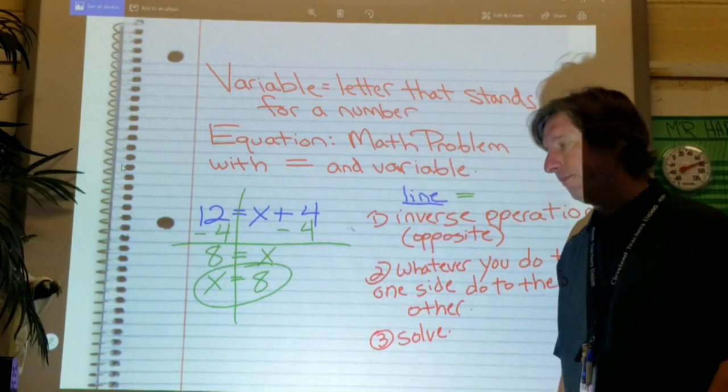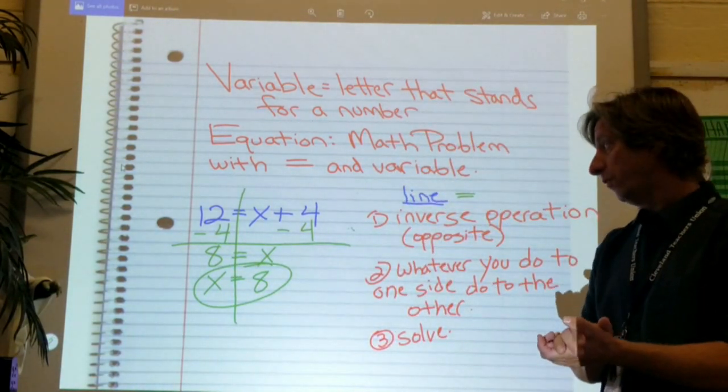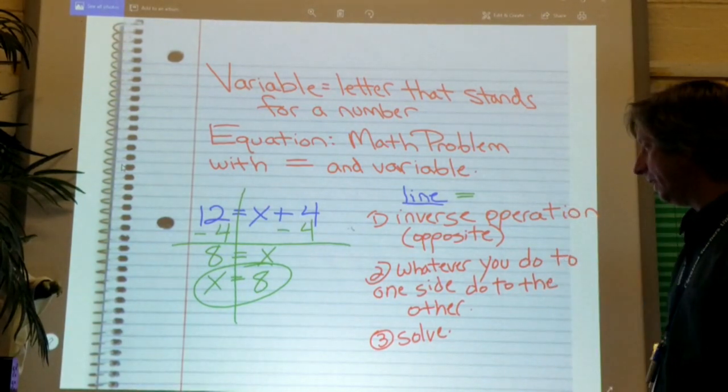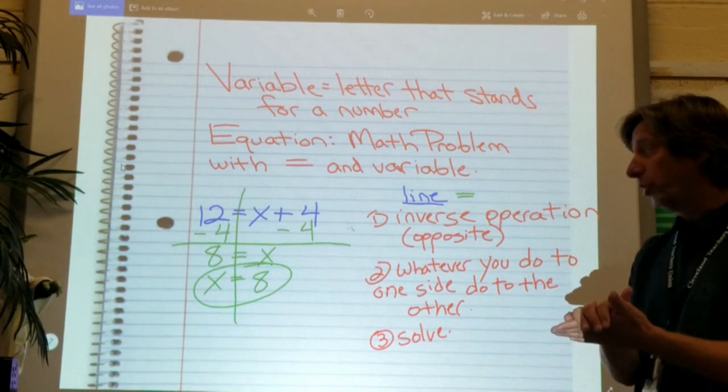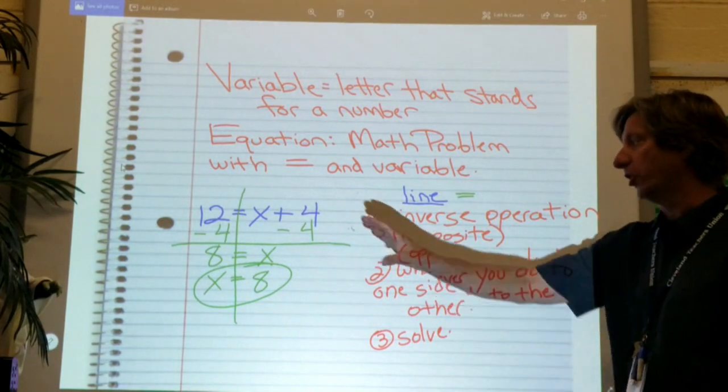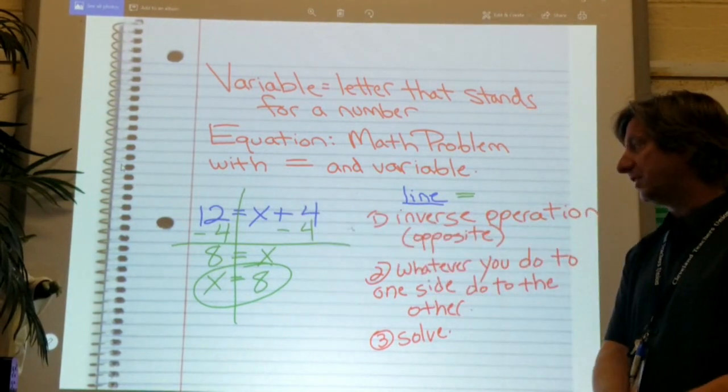All right. So if you need to pause it and write down, make sure you have everything written down in your notes. It's going to help you when you do your work later. In the assignment, they're going to look just like these. So you're going to do the same exact thing.